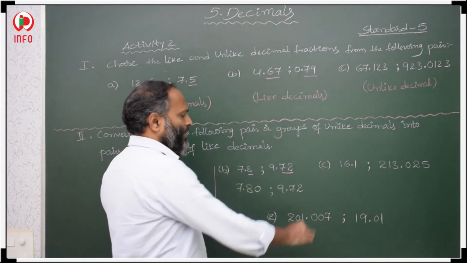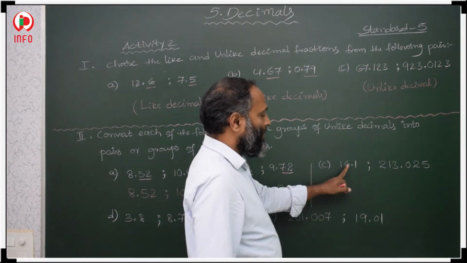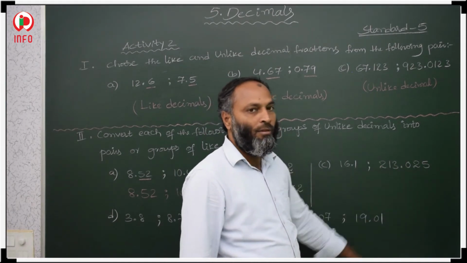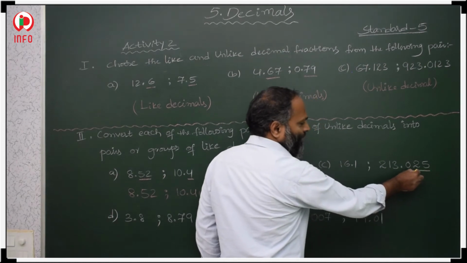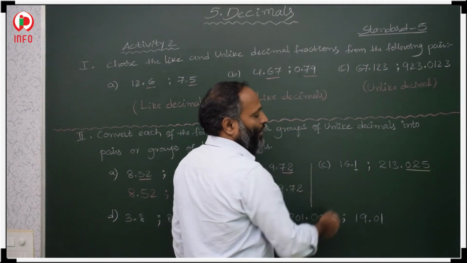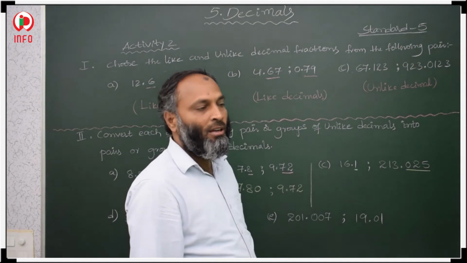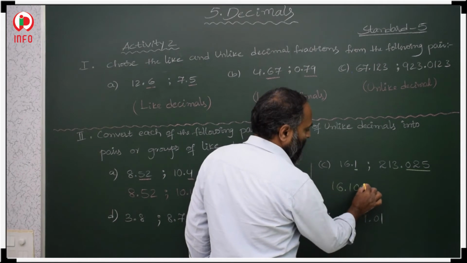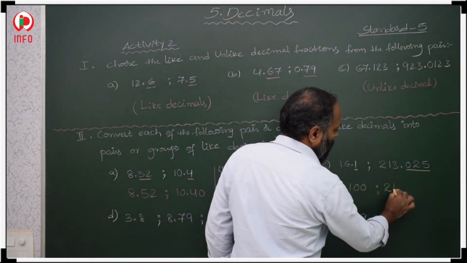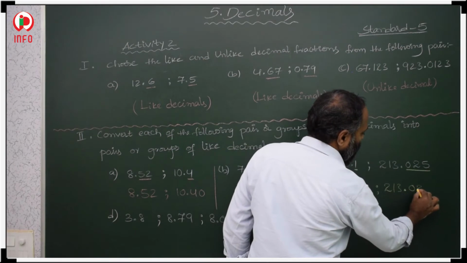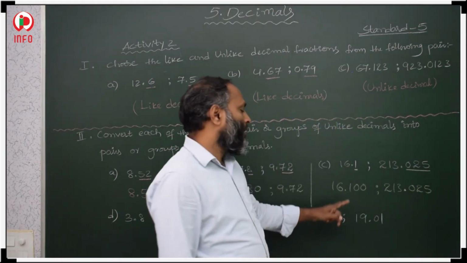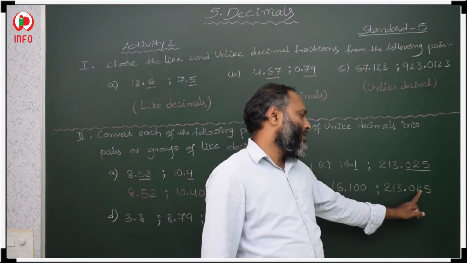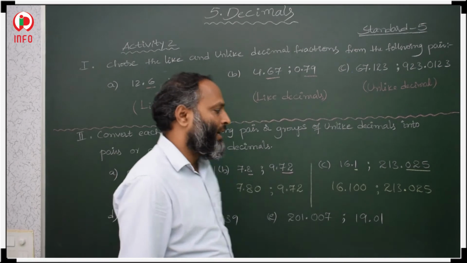2 decimal places. Next 16.1, 213.025. After decimal we have 3 places here, and after decimal we have 1 place there. 2 more places we want, so 2 zeros we have to keep. 16.100, 213.025. After decimal we have 3 places, 1, 2, 3. Then they are like decimals.